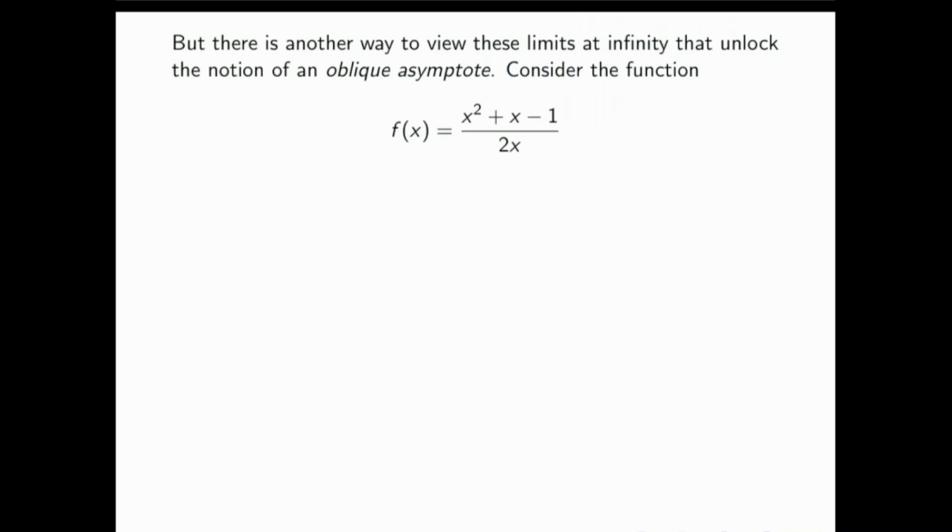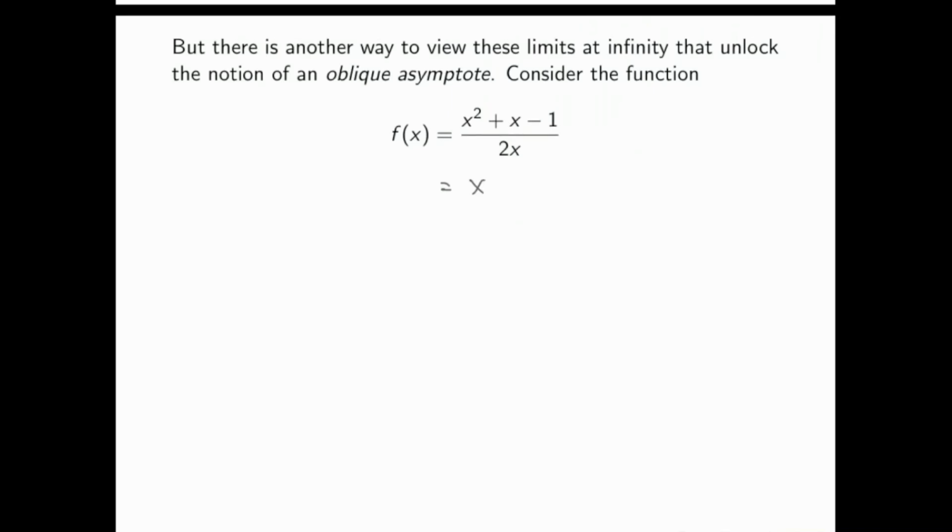And I want to expand on this a little bit because there are other types of behaviors. And that'll help us to unlock the notion of an oblique or slant asymptote. So let's consider the function f of x equals (x squared plus x minus 1) over 2x. And we can rewrite this, let's do some kind of cancellation here, as (x plus 1) over 2 minus 1 over 2x.